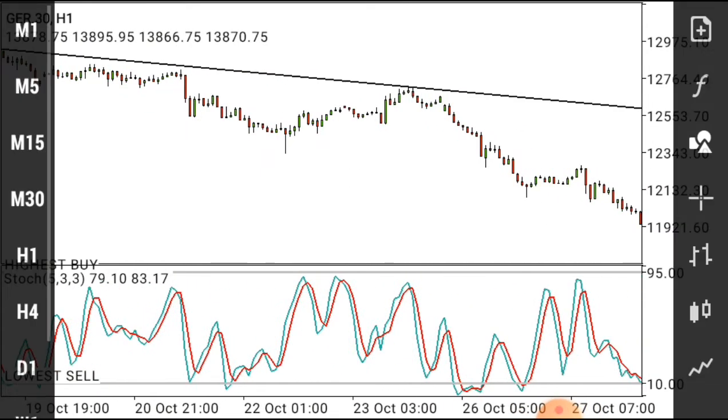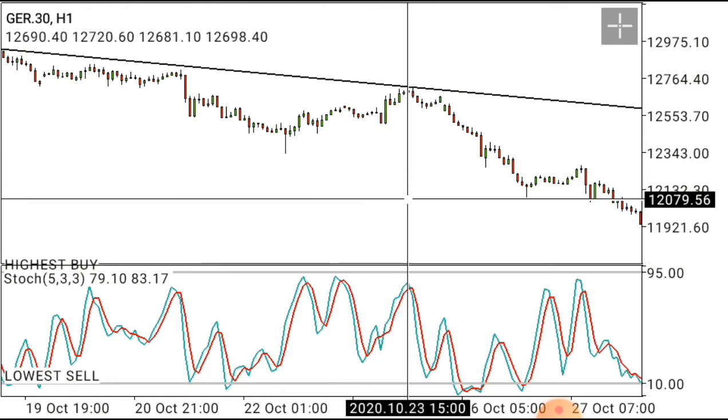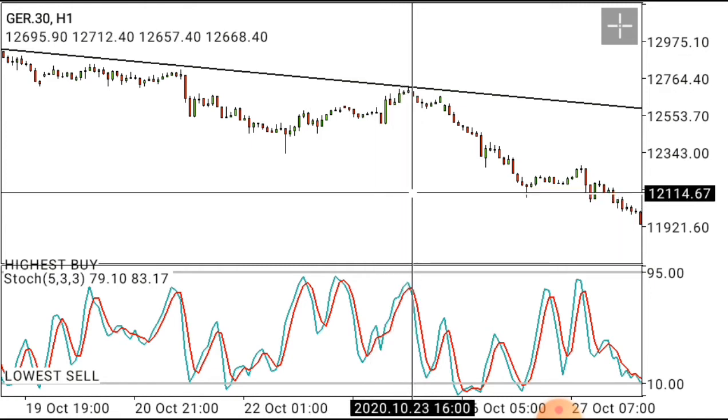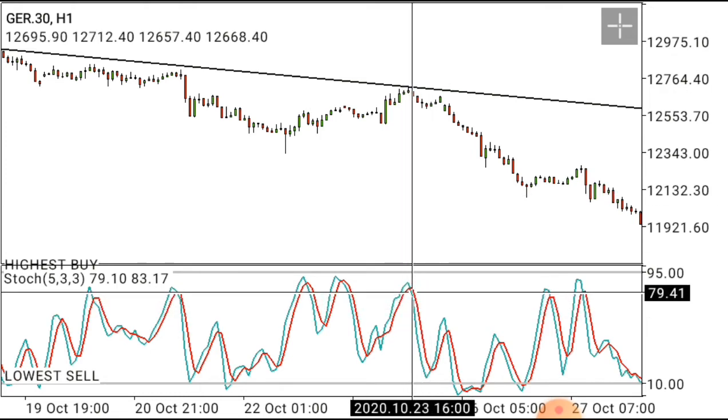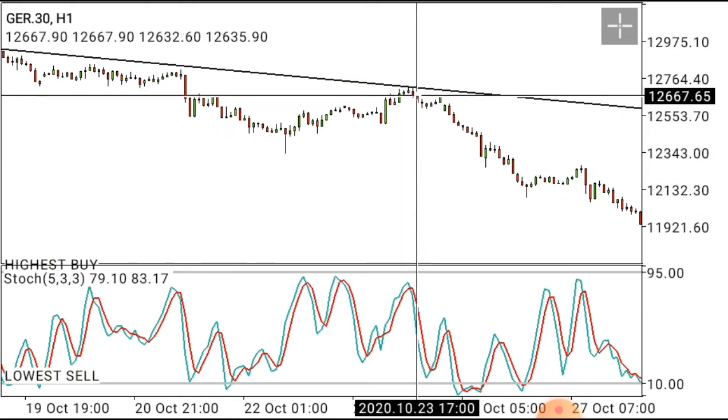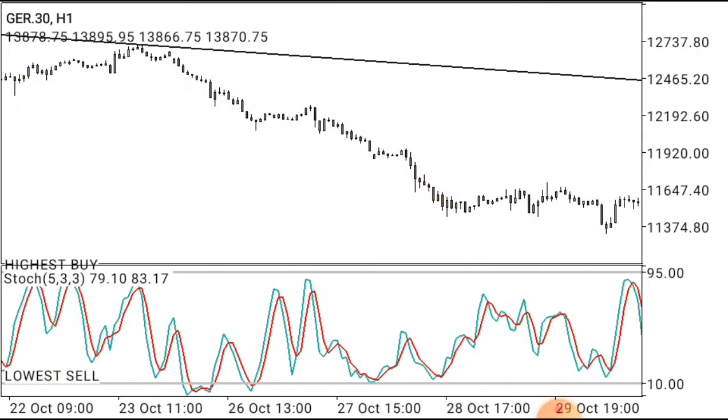Now check this out again. Let me just show you the last one. All right. Look at that, guys. The market gave us two rejection candles, played around. The stochastic crossed over here, the red line crossed the green line, and then went down. So it's super simple to use this, right?